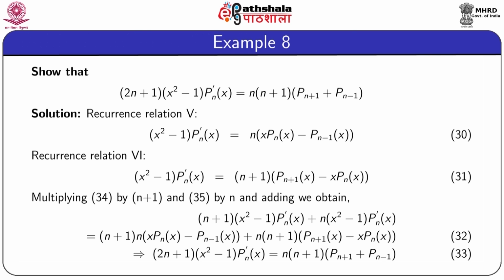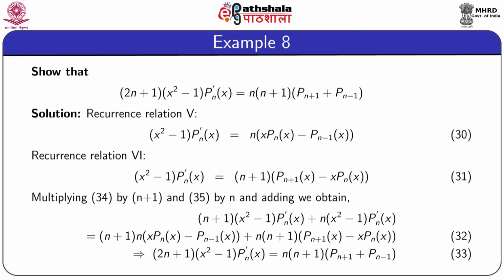In example 8, we have to show (2n plus 1) (x square minus 1) P dash n is equal to n (n plus 1) (P n plus 1 plus P n minus 1). Please note, recurrence relation 5 gives (x square minus 1) P dash n is equal to n times (x P n minus P n minus 1), given by equation 30, and recurrence relation 6 gives (x square minus 1) P dash n is equal to (n plus 1) (P n plus 1 minus x P n), given by equation 31.